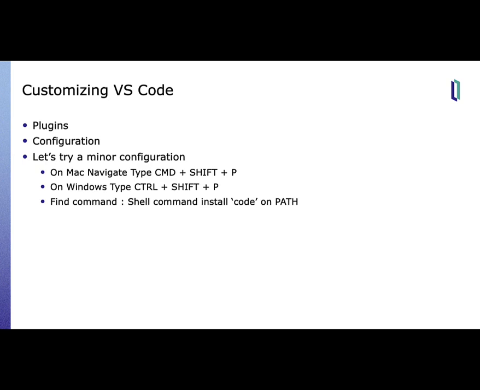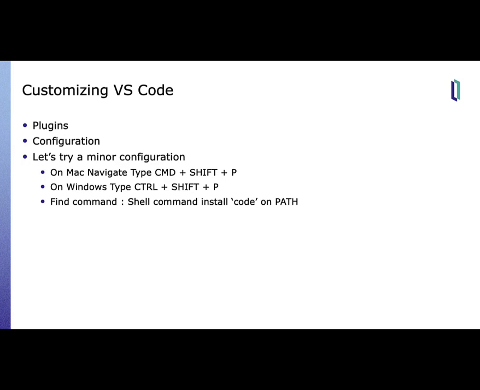Now that we have Visual Studio Code installed, let's explore how to customize and configure it for an optimal development experience. One of the biggest advantages of VS Code is the extensibility through plugins, also known as extensions. These allow us to enhance functionality, such as adding support for FHIR APIs, Docker integration, Git version control, and Python development. We will be installing a few essential plugins later in this session.